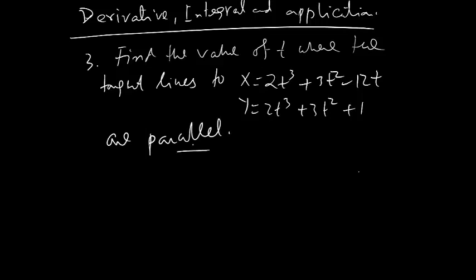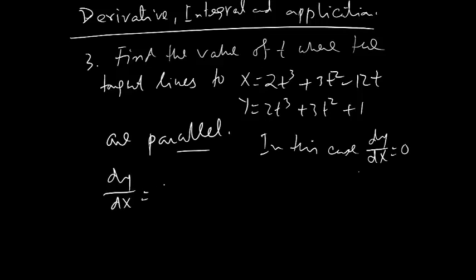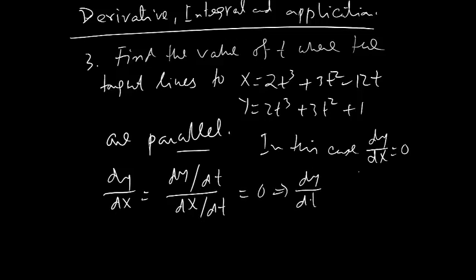Can anyone tell me if tangent lines are parallel, what happens to the slope? Slope is 0, isn't it? Parallel tangents. So in this case dy/dx will be 0. We know that dy/dx is dy/dt over dx/dt. If you want this to be 0, that means dy/dt is 0, dx/dt non-zero. Is that right?